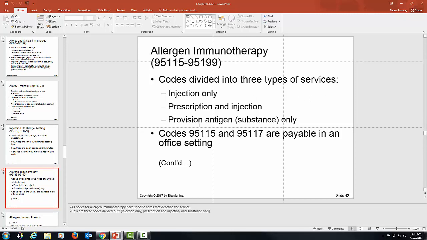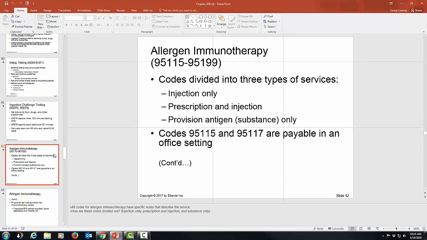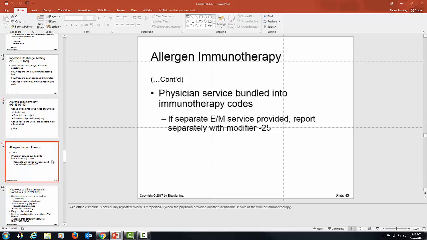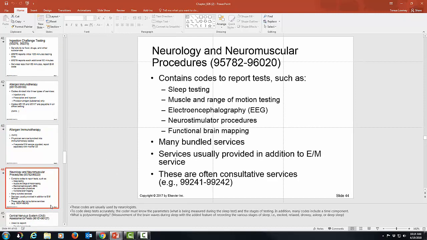The codes are developed into 3 types of services: injection, prescription and injection, or provision of the antigen, the substance only. If you have a nurse in the family, they're going to give the shots at home. Physician services are bundled into immunotherapy services. If there's a separate E&M code, you're going to report that separately with a modifier 25. For example, if you're getting an allergy shot and you have a severe reaction and the physician now has to come in and perform a separate E&M code, give you a nebulizer treatment, you're going to code that. We're going to see if he's going to give you another injection of a Cesfarin or something to stop that reaction. So you need to read your notes very, very carefully.